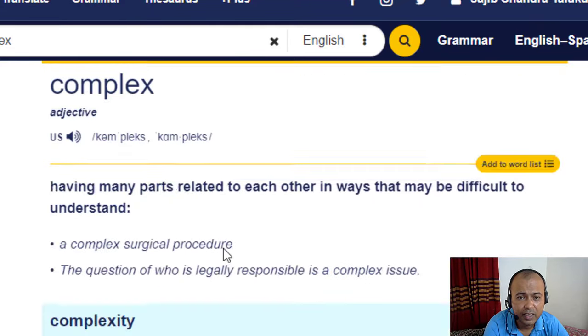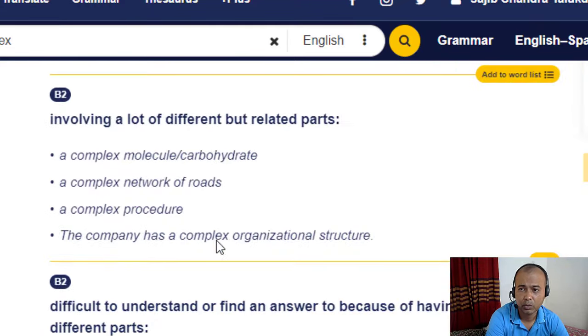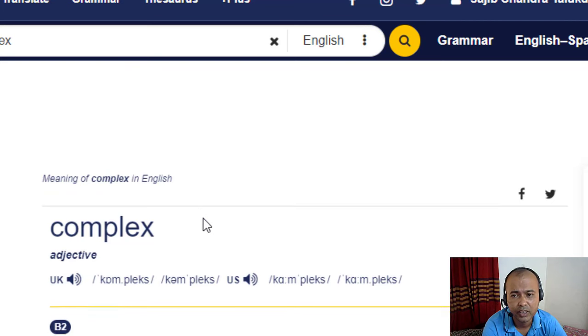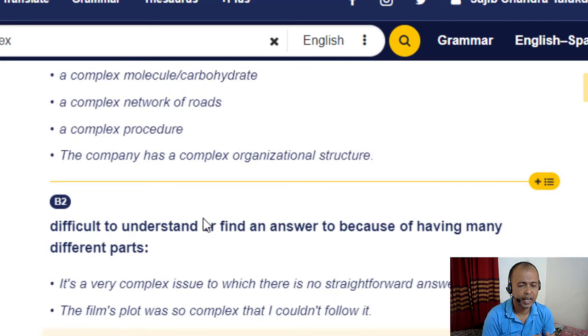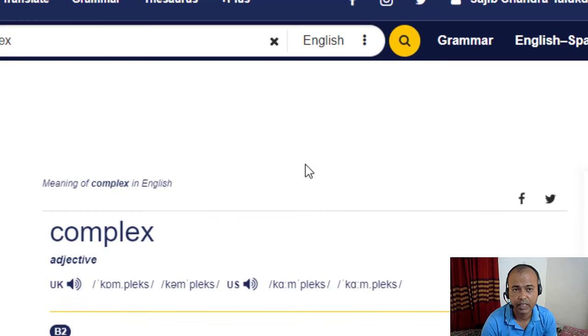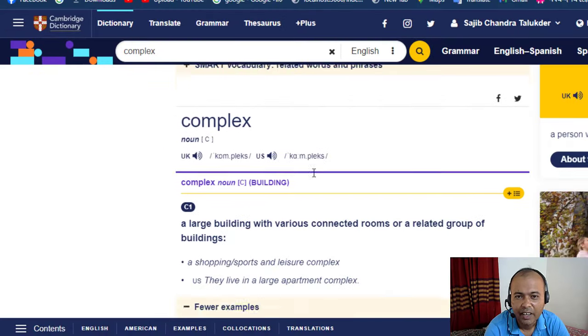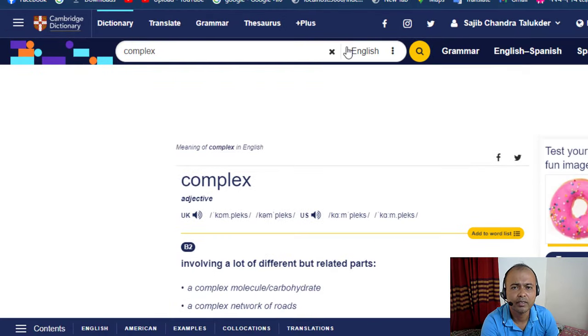So this is the thing we can get in Cambridge Dictionary. So if a word has different meanings, then you must get every meaning and definitions and examples here in Cambridge Dictionary. So I think Cambridge Dictionary is the best one. And you can even find the meaning of a phrasal verb as well.